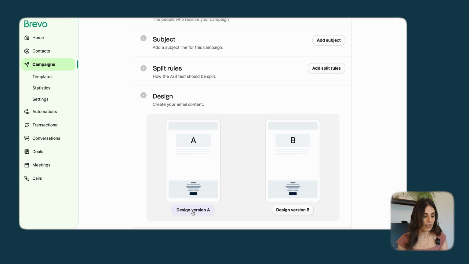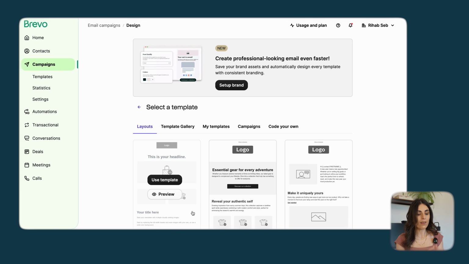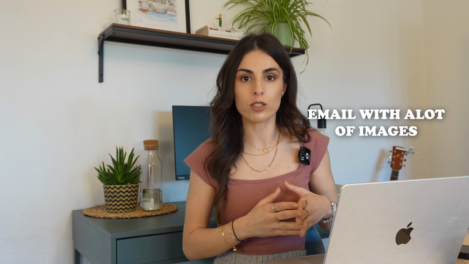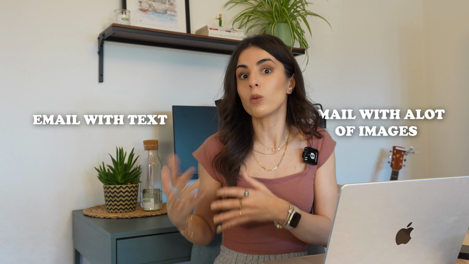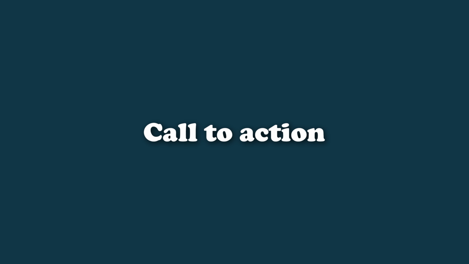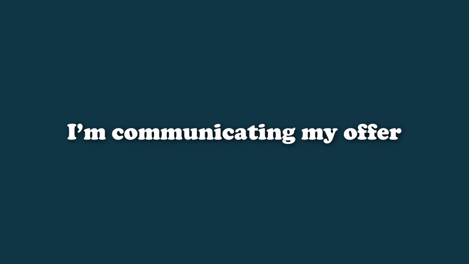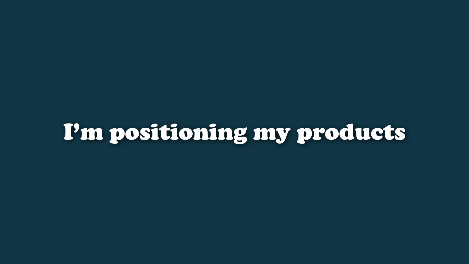So I can design this version A, for example, to have a different call to action than the version B. Or I can have an entirely different email between A and B and see which email is going to perform better. Maybe, for example, I want to try one email with a lot of images and another email with, let's say, more text instead of images, and see which one is going to perform better. Or maybe I want to change the call to action, or the way I'm communicating my offer, or the way I'm positioning my products, and so on.